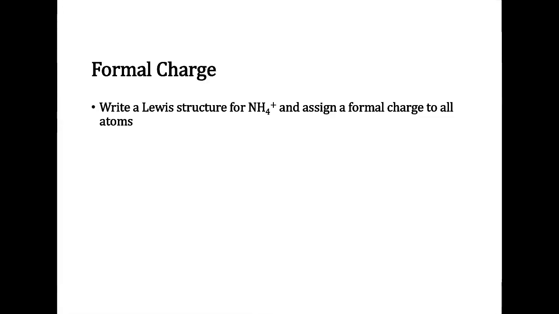Let's write a Lewis structure for NH4+, the ammonium ion, and assign a formal charge to all of the atoms. The first thing we want to do is figure out how many valence electrons we have. Nitrogen has 5. Then we have 4 hydrogens, each with 1, so that's plus 4. But since there's a positive charge, we're actually losing an electron, so we would subtract 1. So 5 plus 4 minus 1 is equal to 8. What you really want to watch for is that anytime you're calculating the number of valence electrons, it should always come out to be an even number, especially at this level.